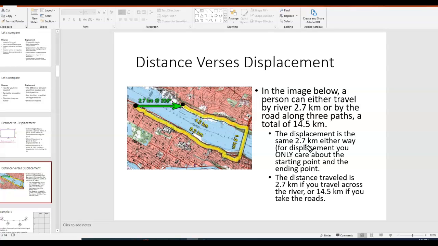And so their displacement would be the same no matter what, because they end up in the same location either way. But if they take the road, they're going to travel a much greater distance, and if they take the river, they're going to travel a smaller distance. Okay, so this is a situation where there's two paths to take, both with the exact same displacement, but different distances traveled.